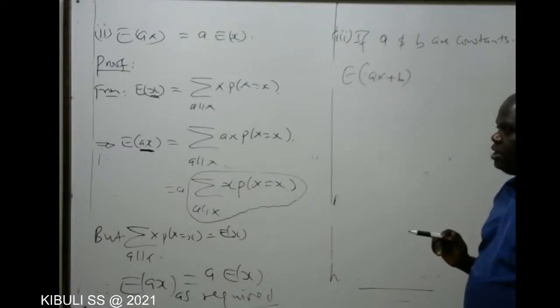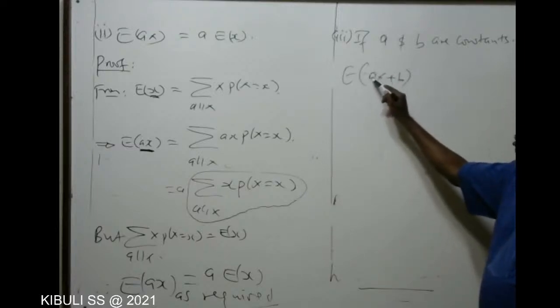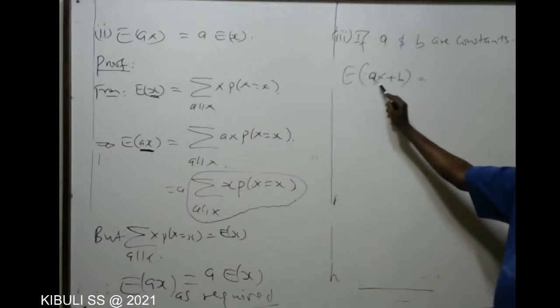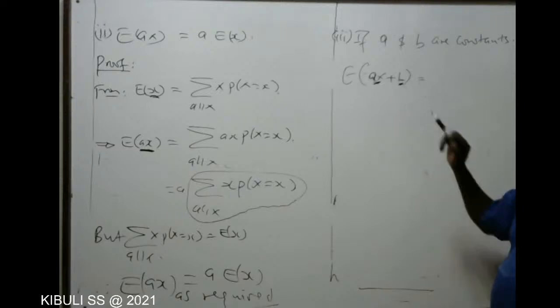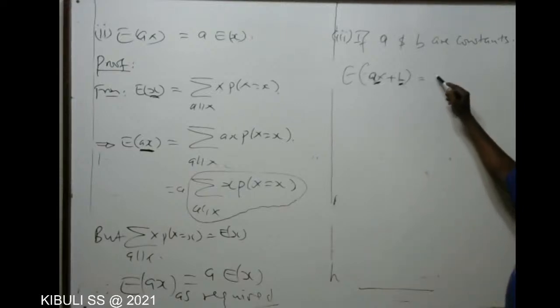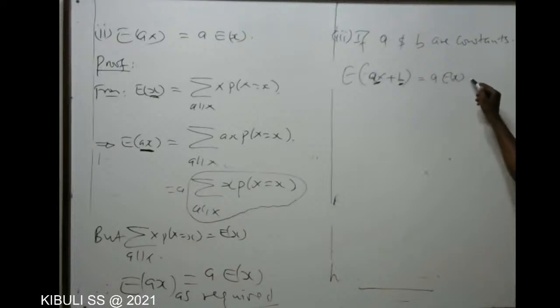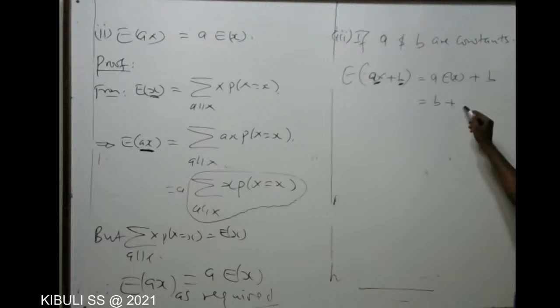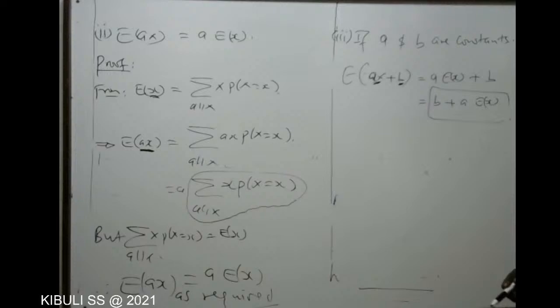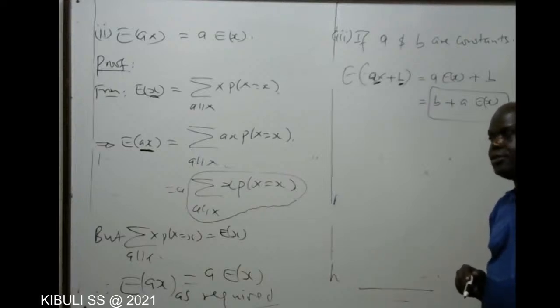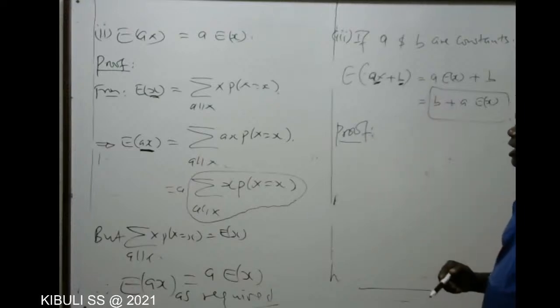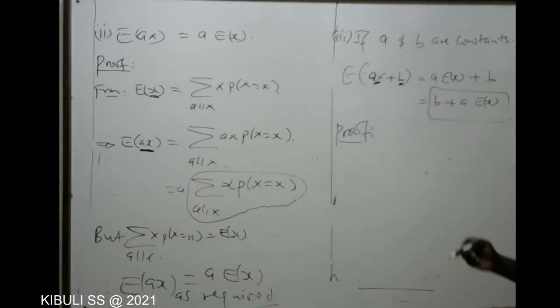This is also another property of the mean. Expectation of aX plus b shall be equal to, look at this, this a times X, a is a constant. So you'll be having a expectation of X plus b. Or this can be written as b plus a expectation of X. So can you also prove this as a student of applied math? So you still go back to the formula and say proof or showing. Somebody can say show that this one is equal to that one.